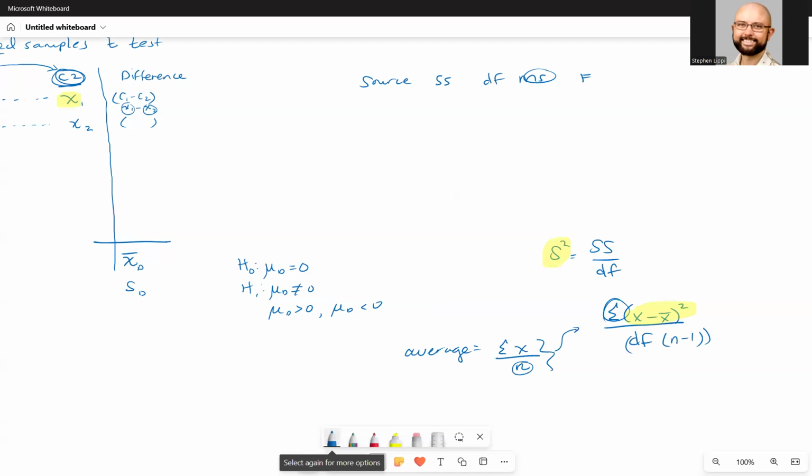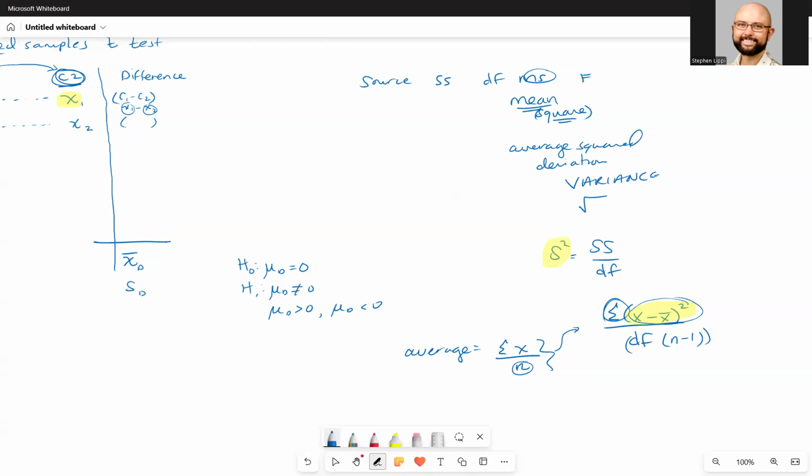Well, this is where this term mean square comes from. So what's the square in this term? Well, these are all these squared deviation values. When we talk about mean, we're essentially talking about an average. The average squared deviation is known as the variance. And then when we square root that variance, we get the average deviation, which is the standard deviation.